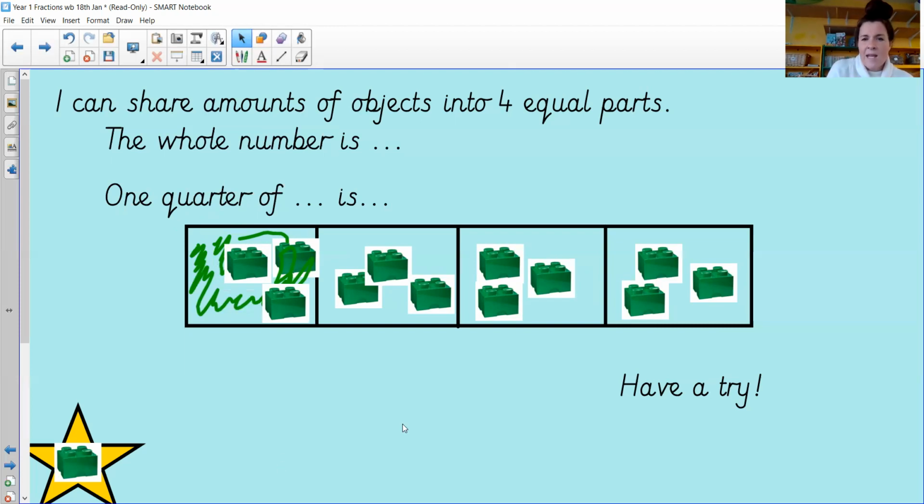Well done. Now you can pause me and just explore this yourself with different numbers of counters. Maybe some amounts of counters will work better than others. You might find that there's some numbers you can't share equally. Okay, so have a little play with that now, using your counters and your rectangle that's split up into 4 equal parts, and see what you find out.